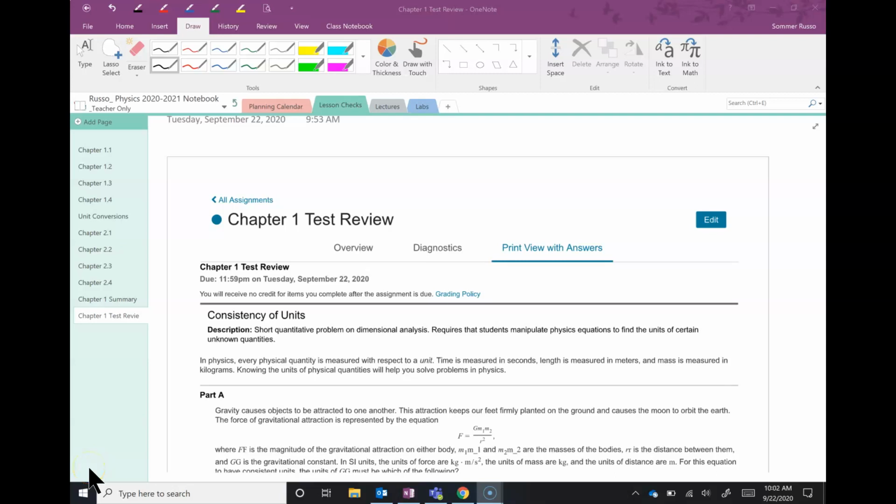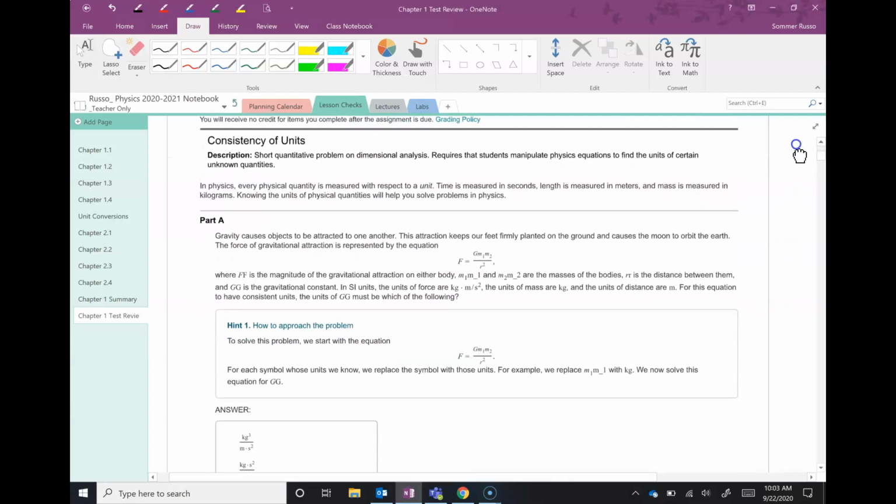We are going to go through the Chapter 1 test review a little bit. I am going to skip around in terms of questions just so that we're able to cover some of the stuff that is the most pressing. This is one that tends to get many students.